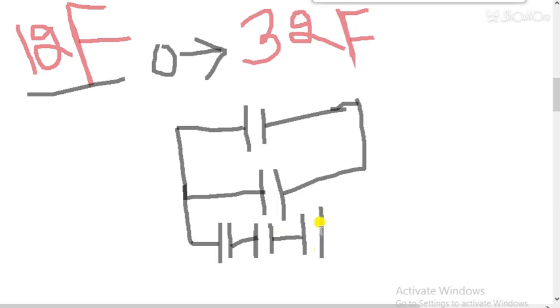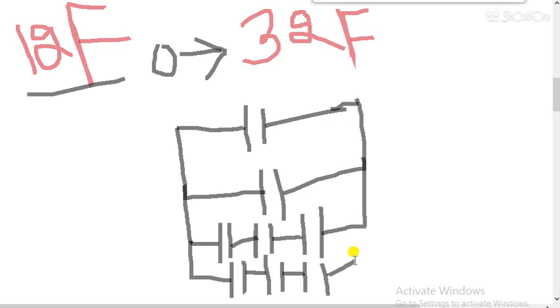Can I use 3 capacitors here? This will give me 12, this 4, so 12 it will give me 28, and 3 more capacitors if I connect here, then I will get the value of 32. So students, this is 12.